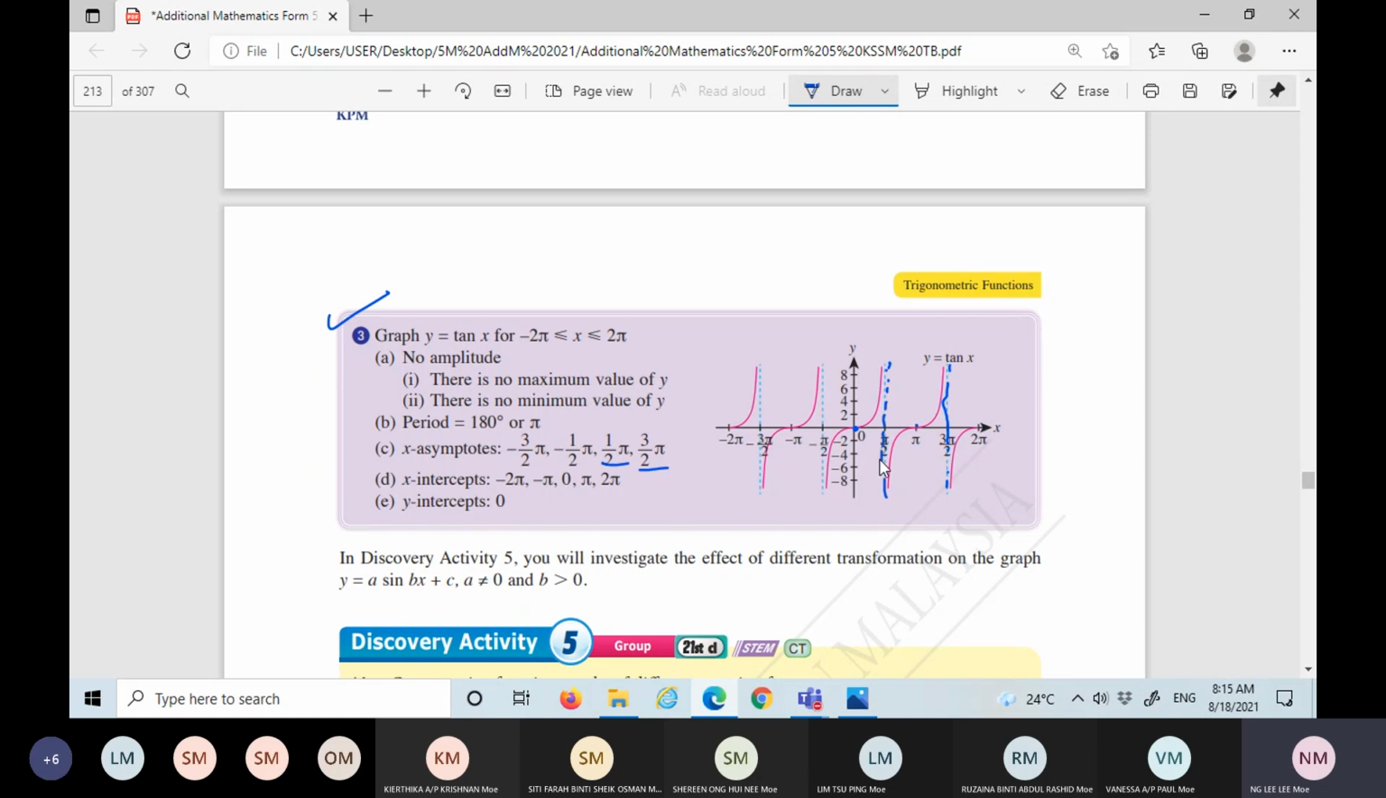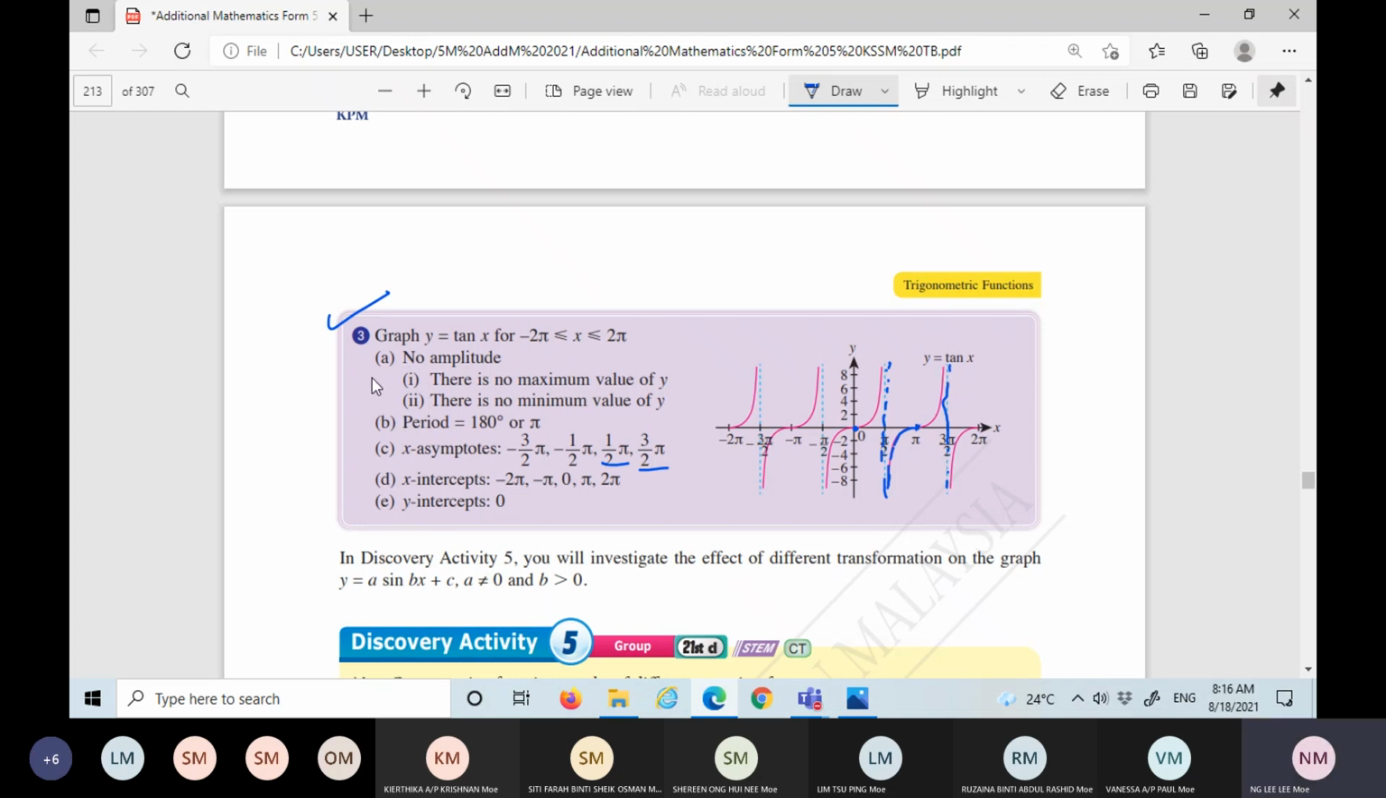From pi over 2 to pi it goes this way. From pi, where y is 0, it comes down this way to the negative side. Same thing, follow the asymptote but don't touch it. Then for the 3 pi over 2 asymptote, you repeat the same thing. On the left it is going up to positive infinity, on the right it is coming down from negative infinity. So this is the way you draw the tangent graph.